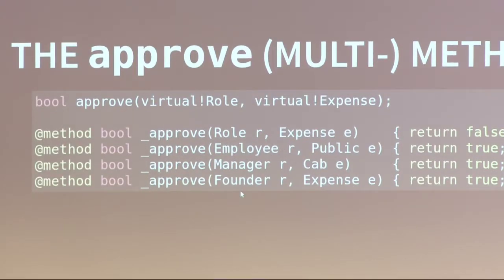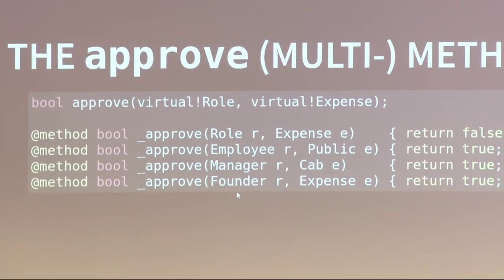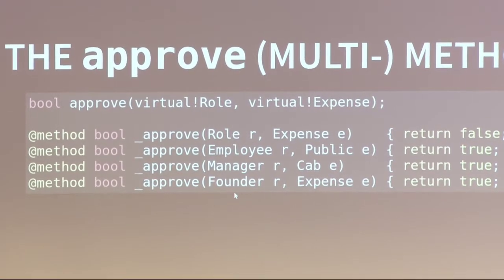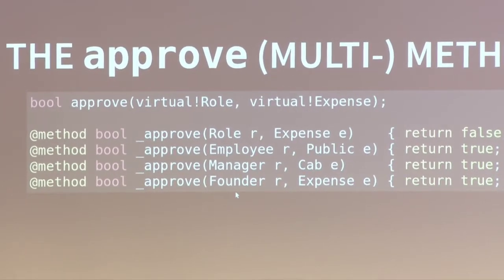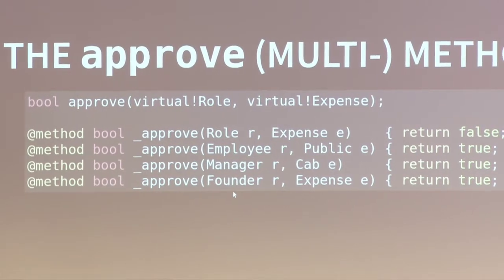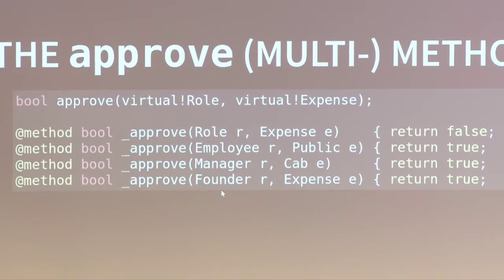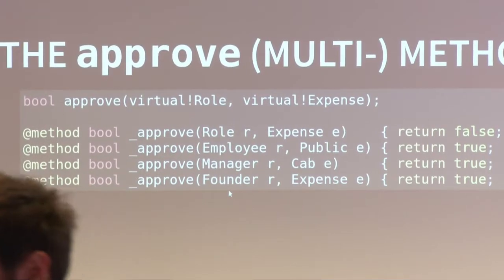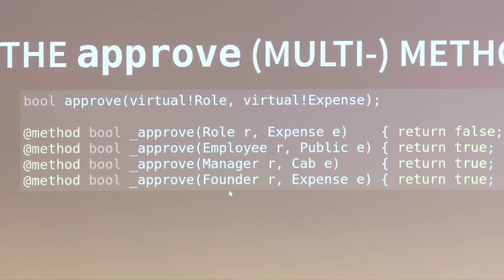And then we have the approve multi-method, which takes two virtual arguments, role and expense, and we set the rule. Now back to your question, here is a case where we specify the general case. We simply provide a specialization for role and expense, which is going to be used if no more specialized function exists. So by default, we say, no, don't approve this expense, unless we are overridden, unless we are in a more specific case.